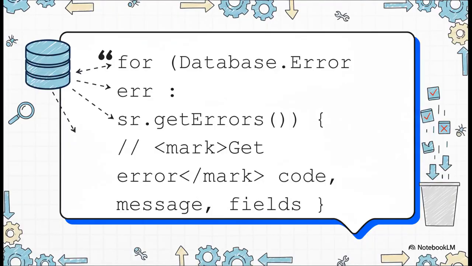And here's how you get that info. You just loop through the errors for that one specific failed record. And inside this loop, you can pull out the specific error code, the actual error message a human can read, and even which fields on the record caused all the trouble. I mean, that's incredibly powerful stuff.